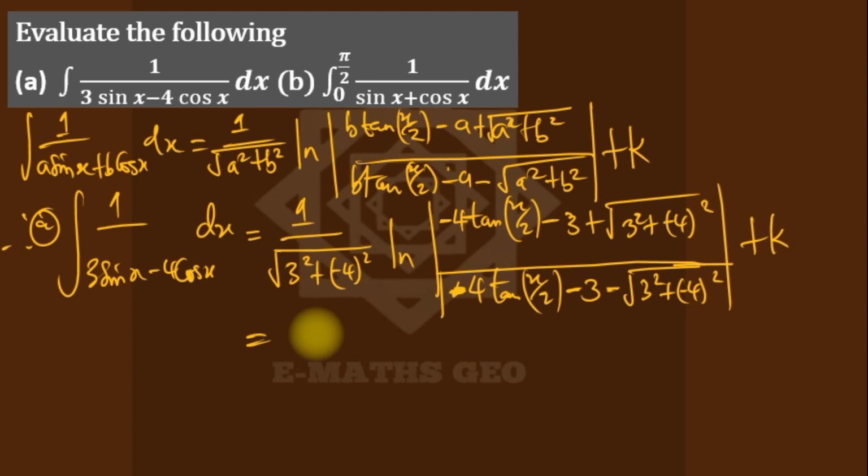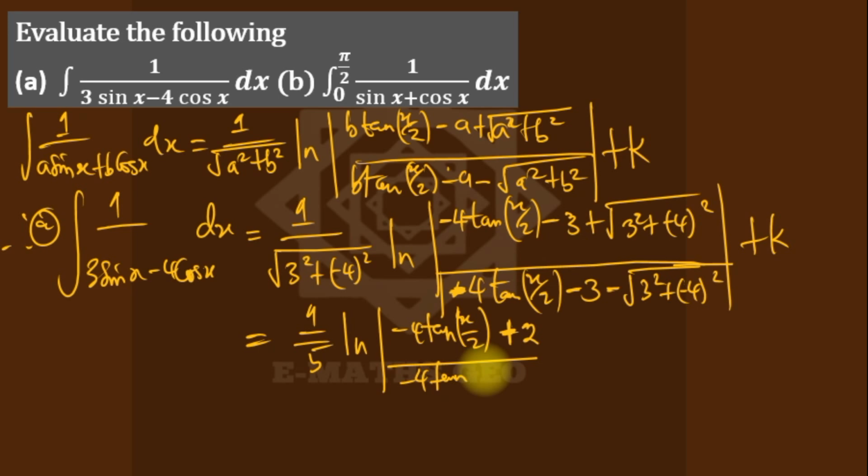And this is equal to 1 over 5 ln of minus 4 tan half x minus 3 plus 5, this is 5, minus 3 plus 5 is plus 2, over minus 4 tan half x, this is minus 3 minus 5 is minus 8, plus k. But we need to do some touches.